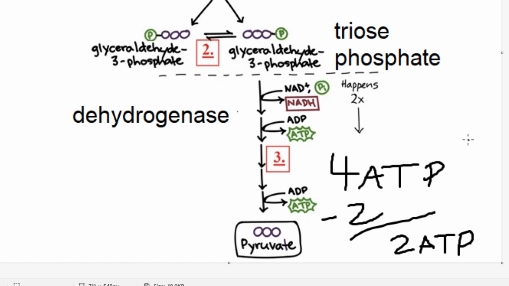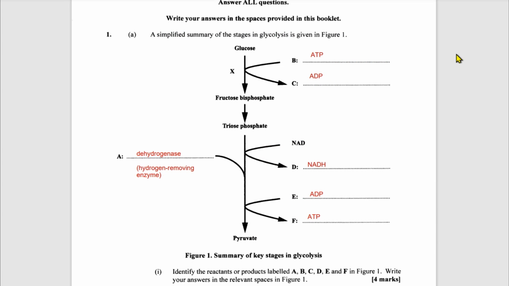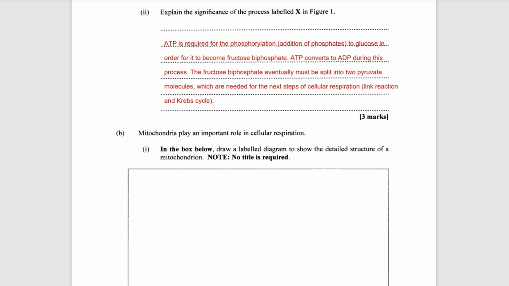And that's that process there. So once again, you just have to fill in the blanks here. A lot more happens than what you're seeing here, but this is what will work for now. So the next question here is: explain the significance of the process labeled X in figure 1.